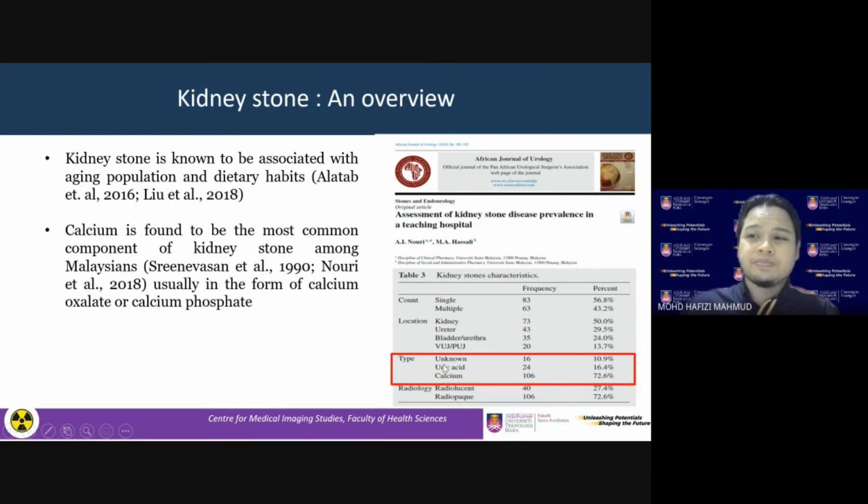These are some of the components of kidney stone that we will discuss later. In my presentation today, I will focus more on the calcium-based components of the kidney stone.